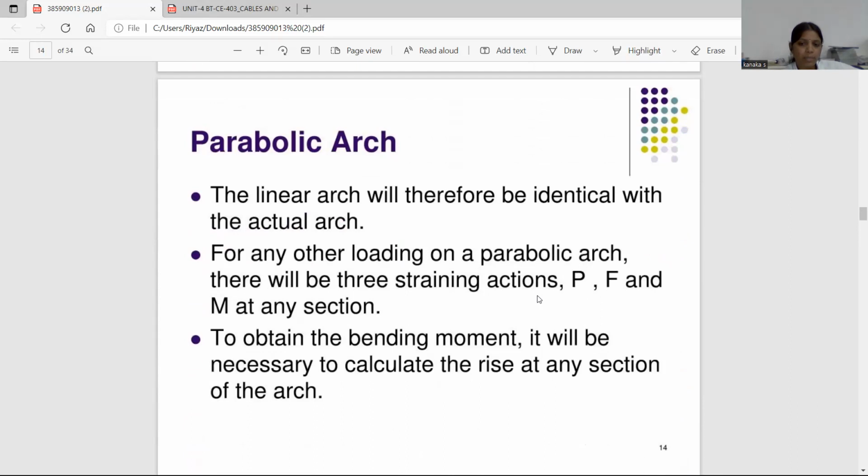To obtain the bending moment, it will be necessary to calculate the rise at any section of the arch. For any other loading on parabolic arches, there will be three straining actions, P, F, and M, at any section.